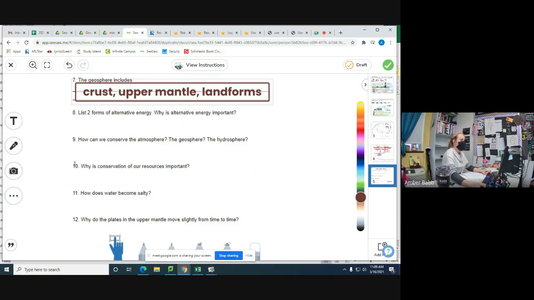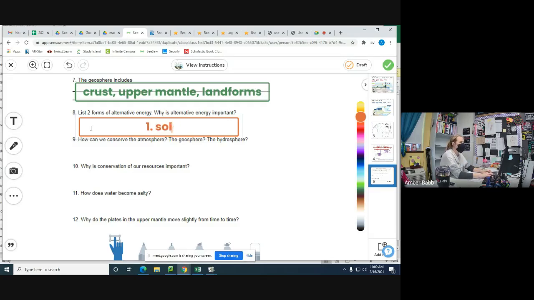All right, now think back to last week. Energy would be yellow. Alternative energy, that'll be hard to see, so we'll go orange. List 2 forms of alternative energy. What is alternative energy? Solar energy and nuclear.